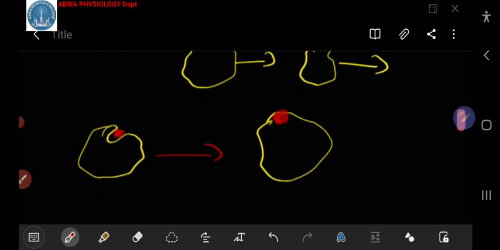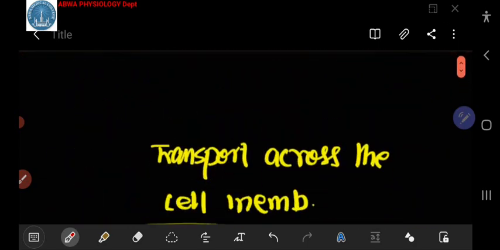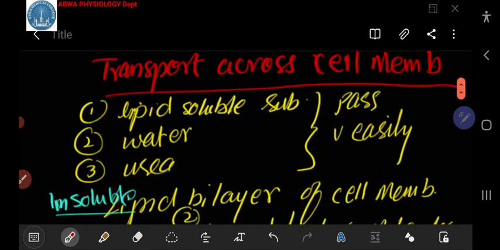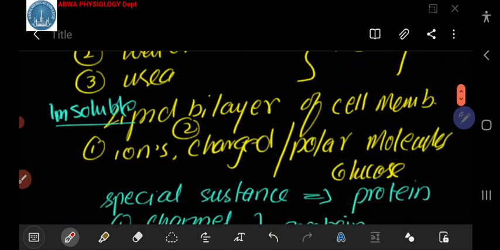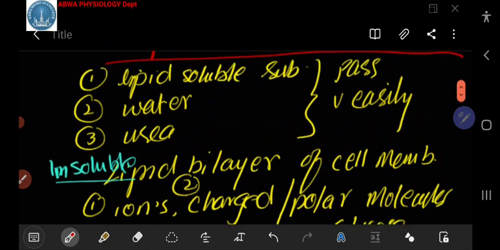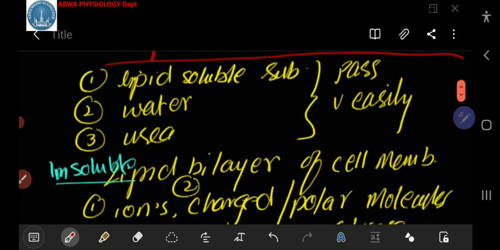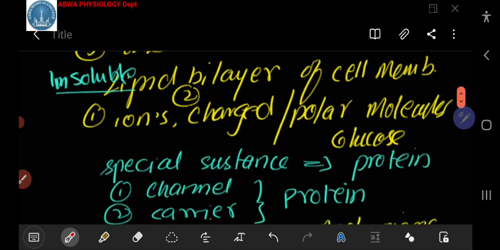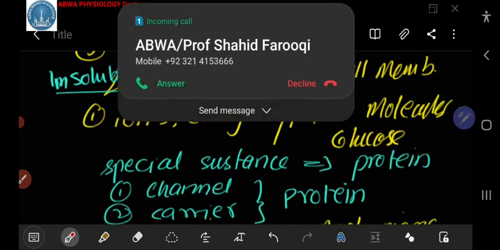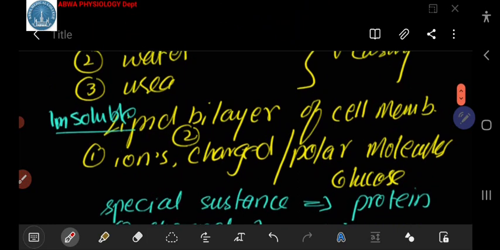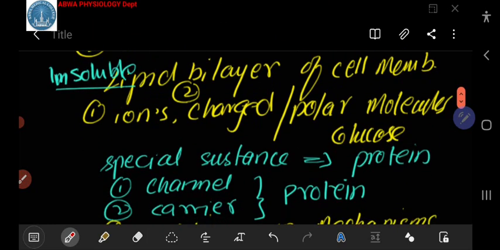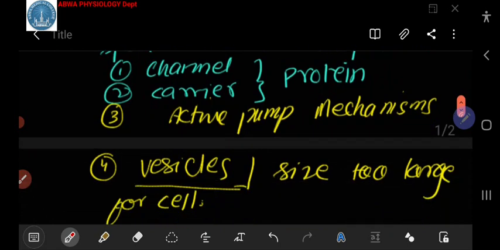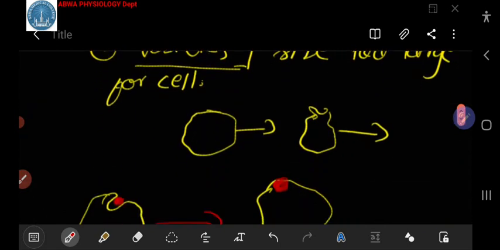So this is just an overview, a bird's eye view of the transport, why transport is necessary and how the cell can transport the materials. Lipid soluble substances, water and urea easily pass. Lipid insoluble substances, ions and charged molecules, which are not soluble in the lipid bilayer of the cell membrane, can pass through channel proteins, carrier proteins, active pumps, and vesicles for too large substances.